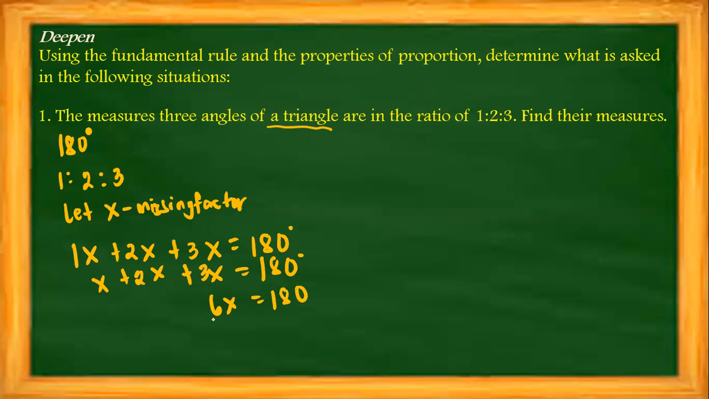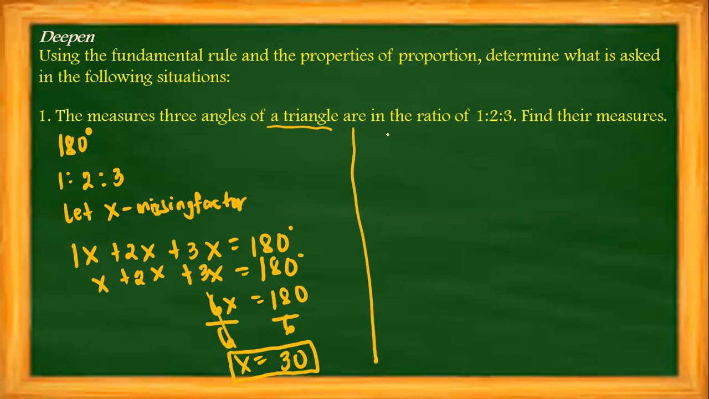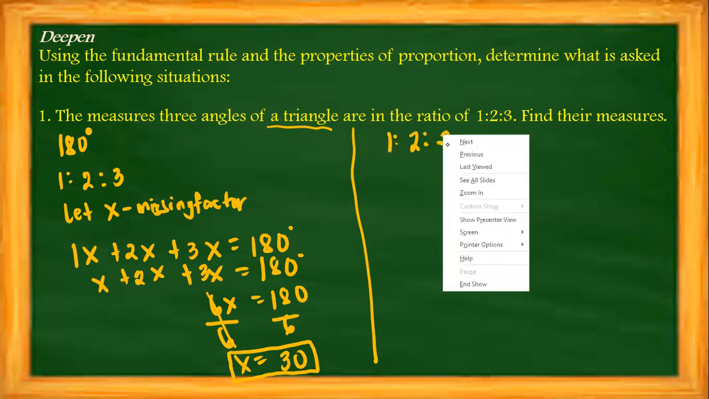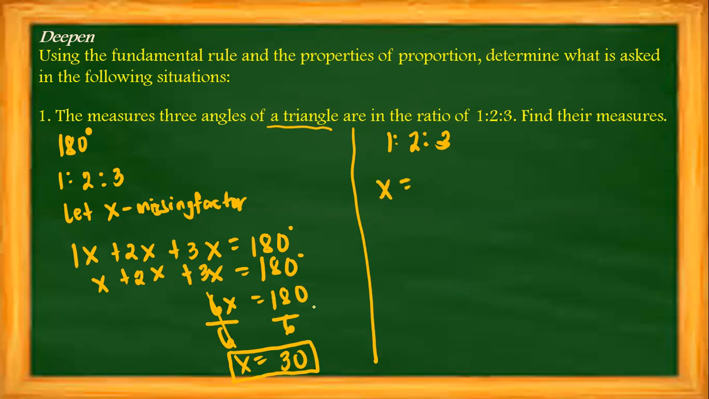So just add x plus 2x plus 3x, that is 6x is equal to 180. Next, solve for x. Divide both sides by 6, so we get 30. Therefore, our x is 30. Now, let us solve the three angles with a ratio of 1 is to 2 is to 3. So the first angle is x. The value of x is 30. Therefore, the first angle is 30 degrees.